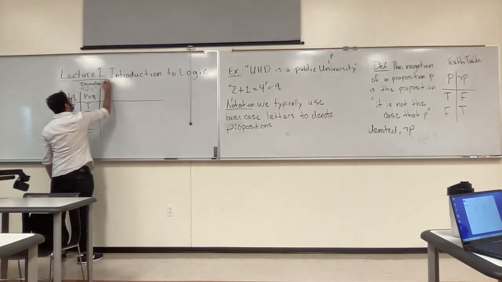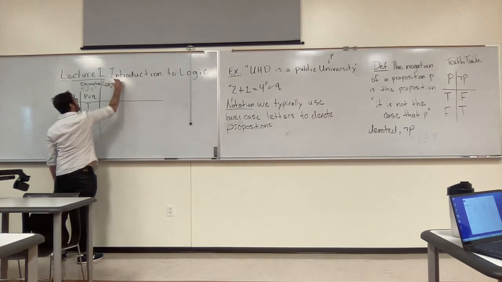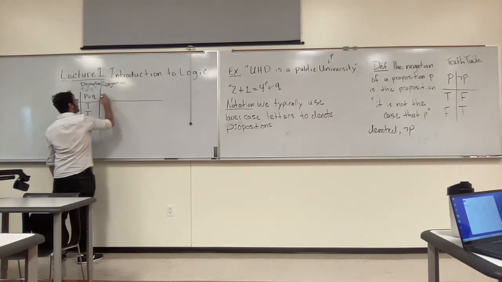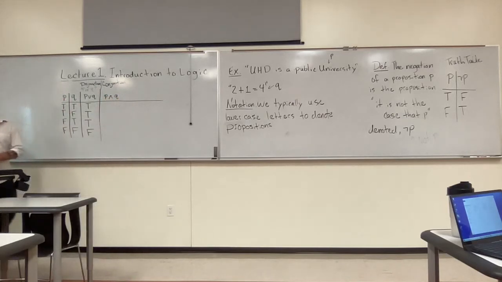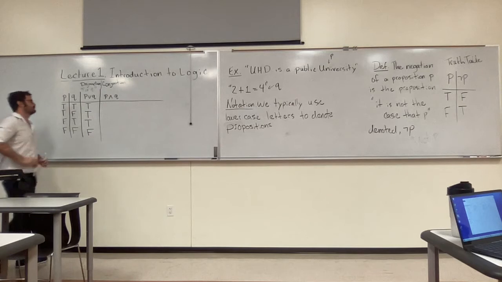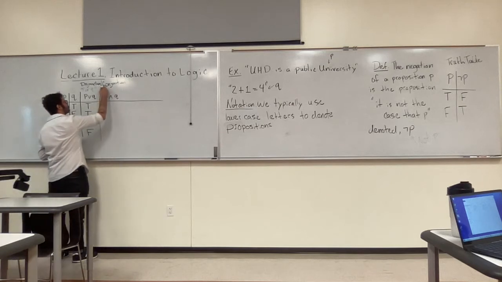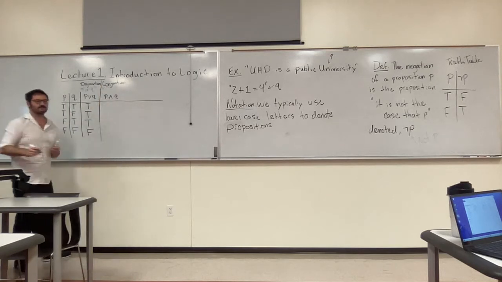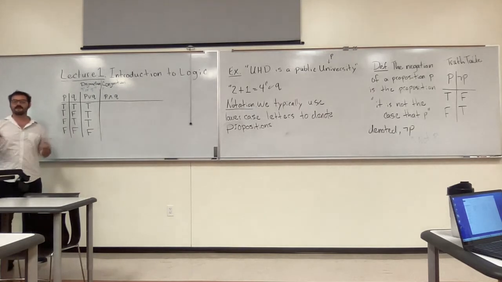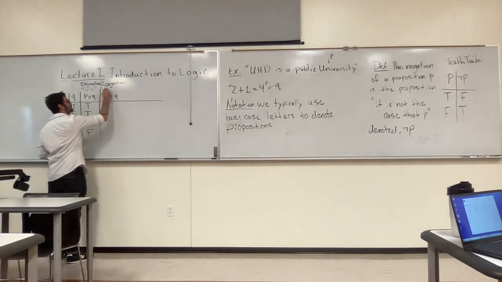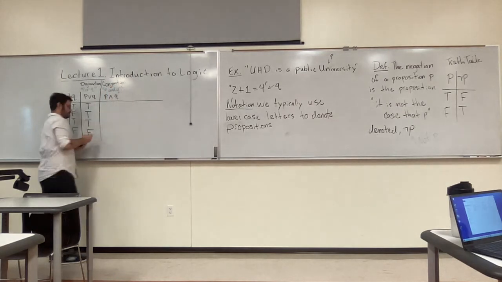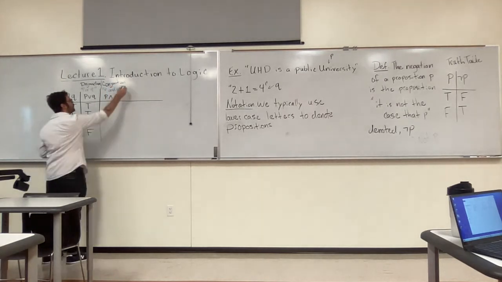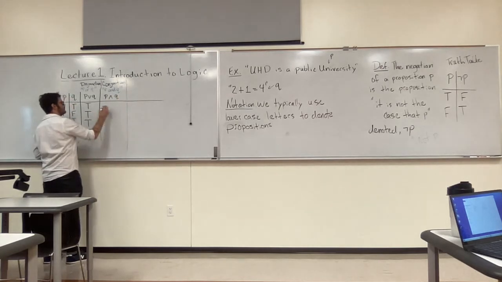Okay, so the next one is called the conjunction. And this reads P and Q. So you'll rarely ever hear me say disjunction or conjunction. I'll typically say "or" and "and" to represent them. P and Q. All right, so let me give you the truth values for that.